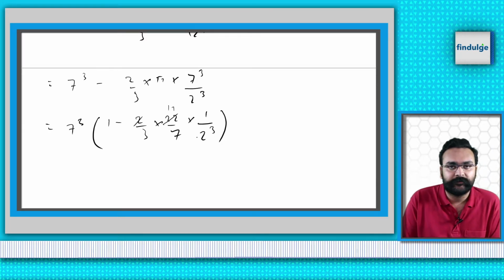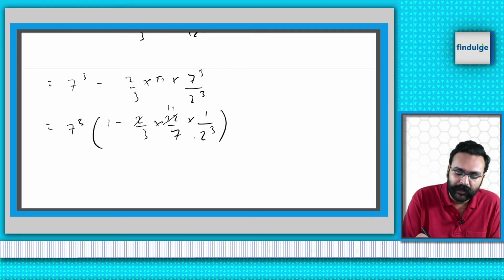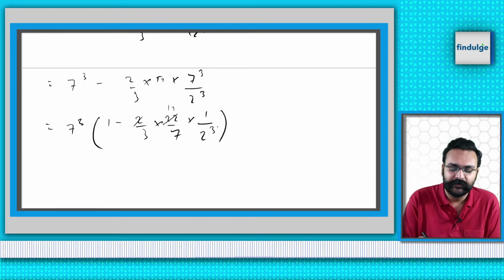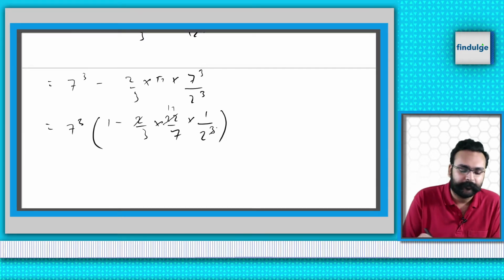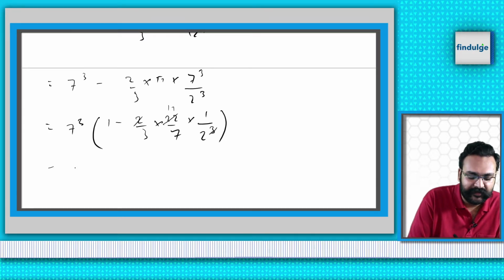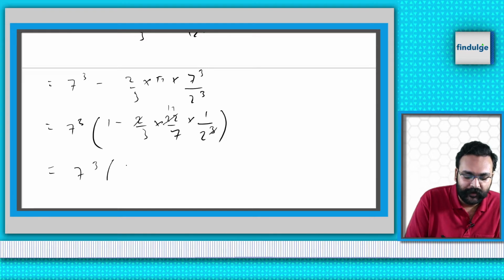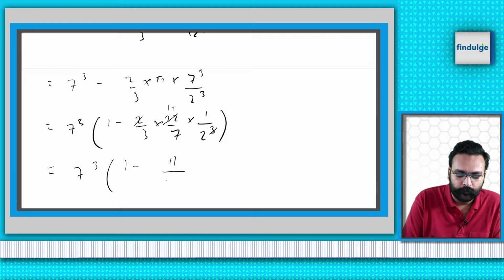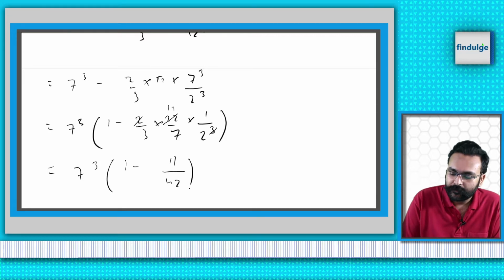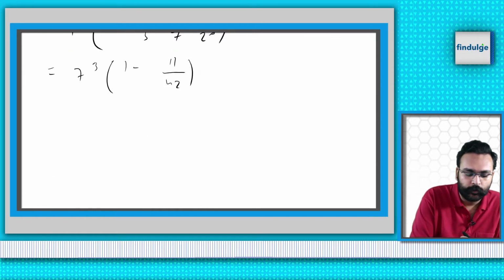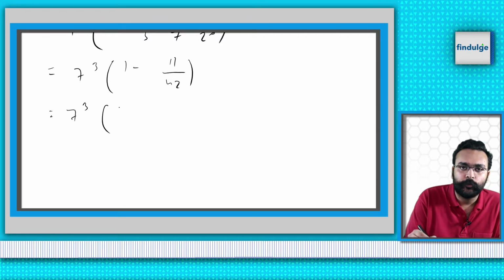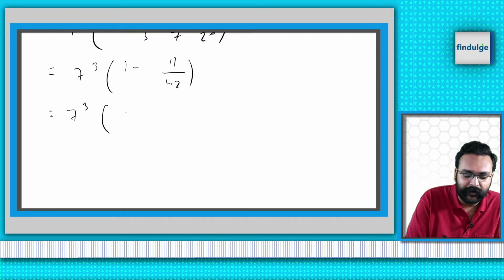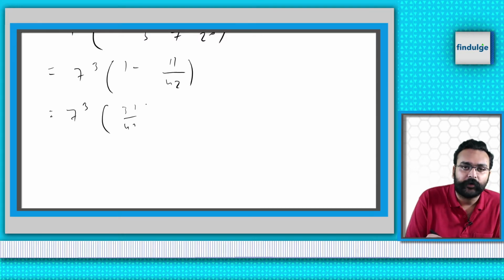Obviously, 1 2 will cut with one of the 2's from the cube. Another of the 2's will cut with the 22 to make it 11. So we'll just be left with 1 cube here, 1 2 here. So we have 7 cube into 1 minus 11 upon 42, which is equal to 7 cube into 42 minus 11, 31 upon 42.